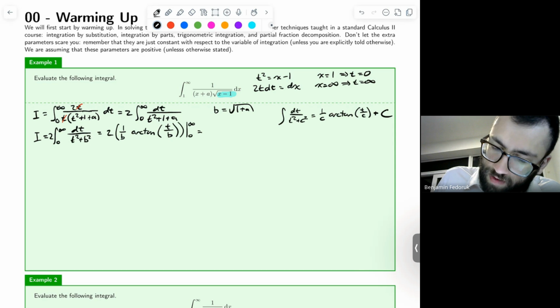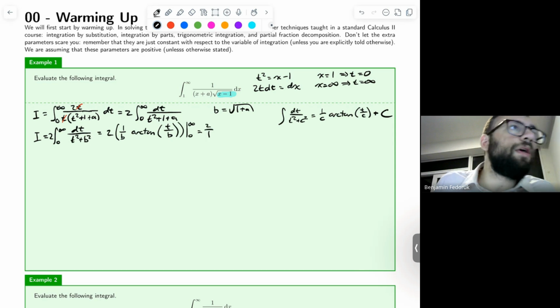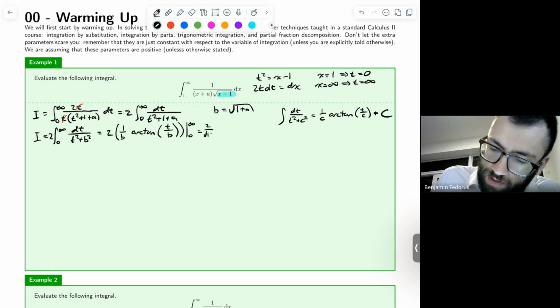And we can simplify this out a little bit. We'll get 2 over b times, and maybe I'll write out what b is. We know b is square root of 1 plus a, and we have arctan of t over square root of 1 plus a on our bounds.